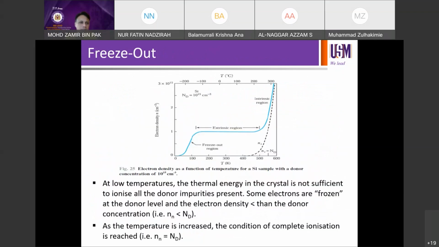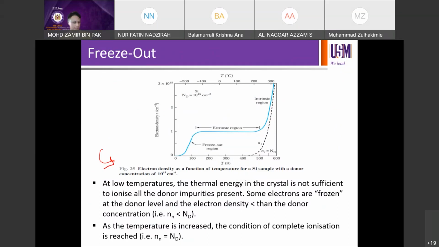Let's see. So this is a freeze out. One region is called freeze out. You can see this curve which shows electron density. You can read the caption here. Electron density as a function of temperature for a silicon sample with a donor concentration of 10^15. So is it N-type or P-type, this silicon?